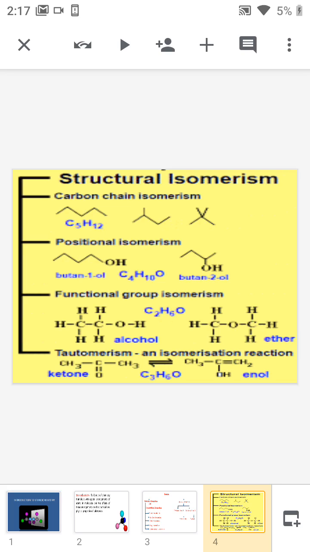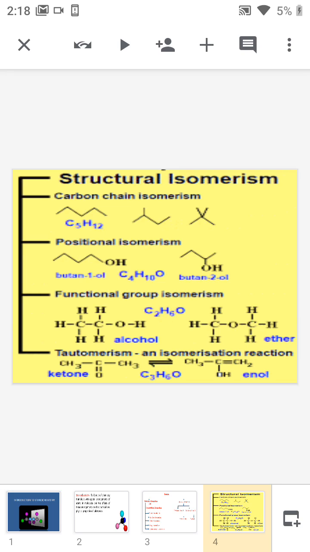The next category is positional isomerism. Positional isomerism means some organic molecules contain a functional group, and the functional group is attached to the hydrocarbon, but they differ in the position. See here the example. The first example is butan-1-ol. In butan-1-ol, the OH group is attached at the terminal position, whereas in butan-2-ol, the OH group is attached at the second position.